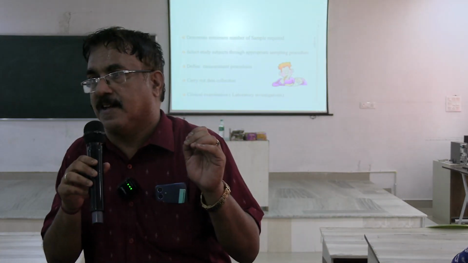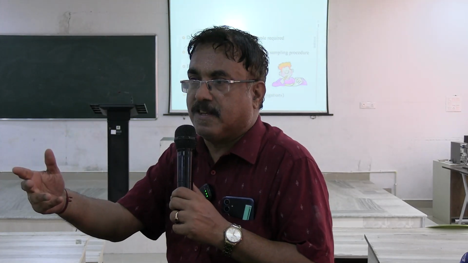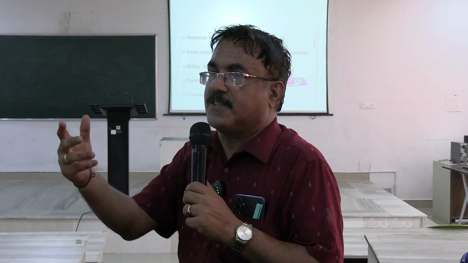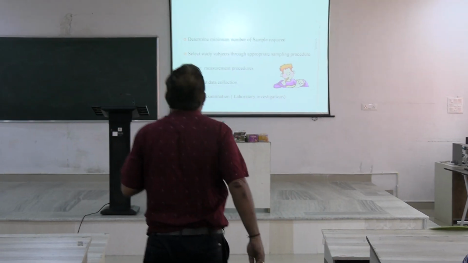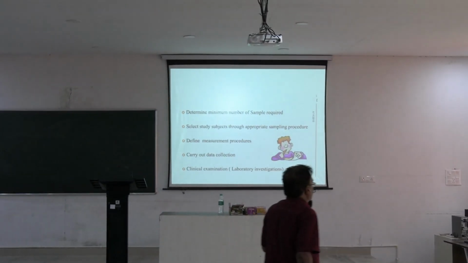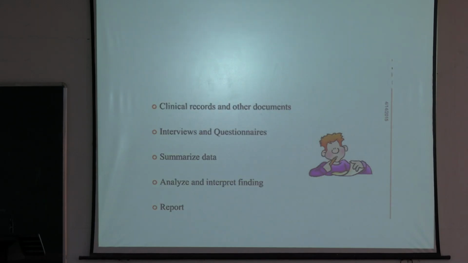Is it clear? The measurement procedure has to be clear. If you are looking at bilirubin, liver function test, or say ultrasound, what is the criteria? Then carry out data collection and clinical examination or laboratory investigation. So I think this part is clear to you. Define the minimum number of samples, select study subjects through sampling, define measurement procedures, carry out data collection and do the clinical examination. Then look at the clinical records and other data also if you are doing that sort of study.